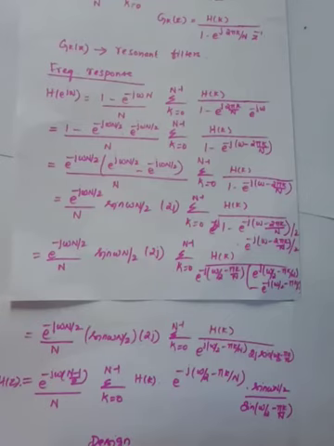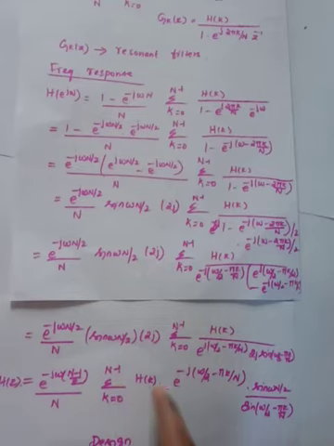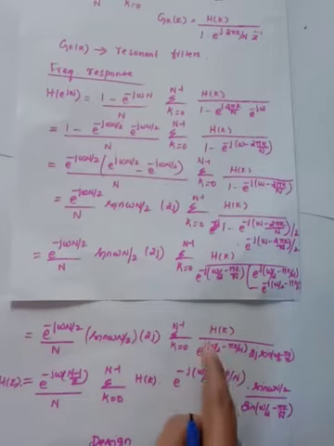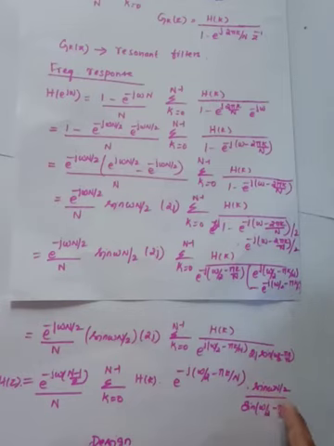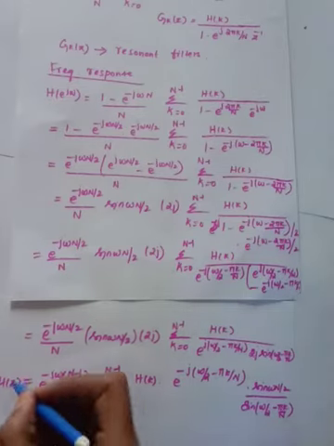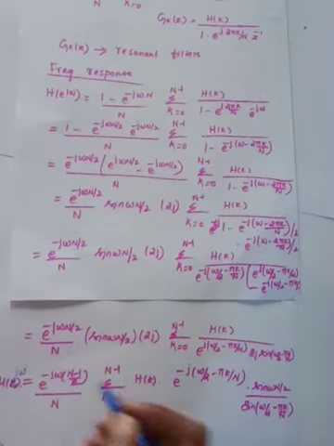e power minus j omega (N minus 1) by 2 divided by N, summation k equal to 0 to N minus 1, H of k. This term in the numerator will become minus. So sin omega N by 2 comes here, divided by sin (omega by 2 minus pi k by N). So this is the procedure to find H of e power j omega. Sorry, this is your H of e power j omega.